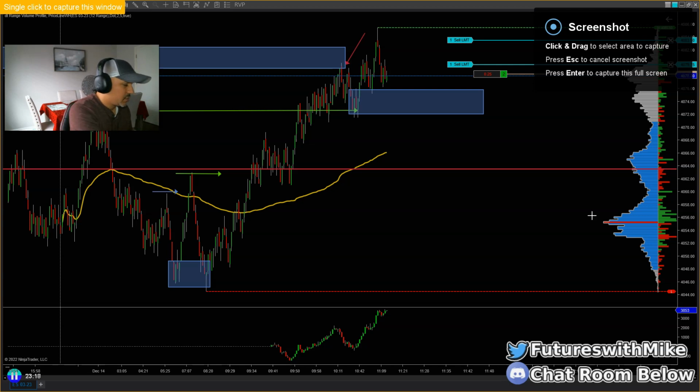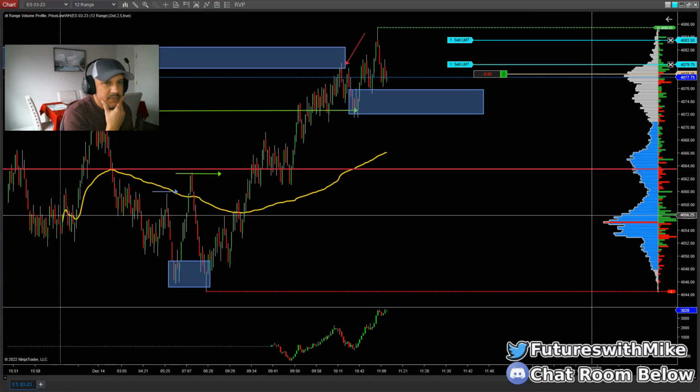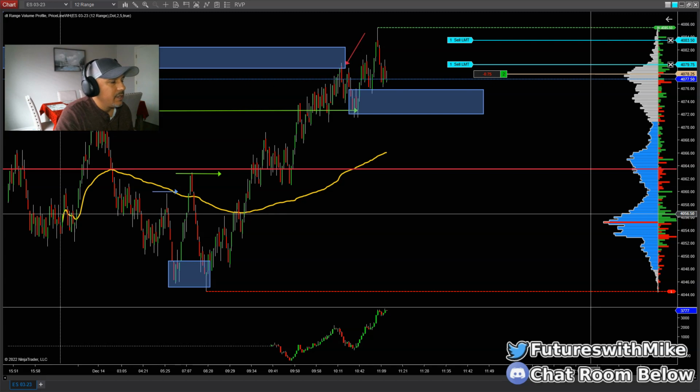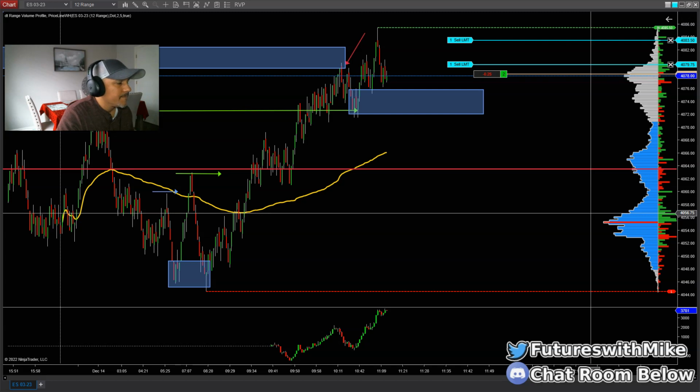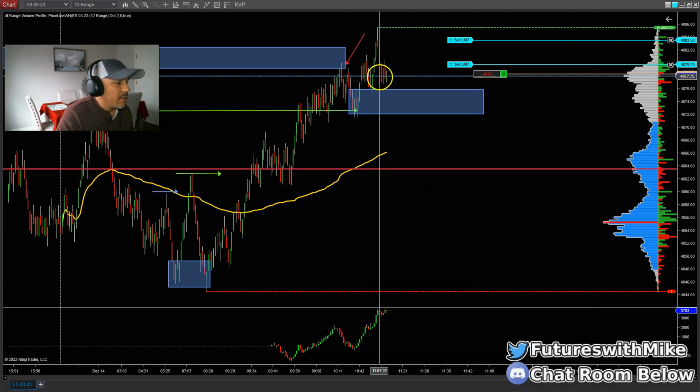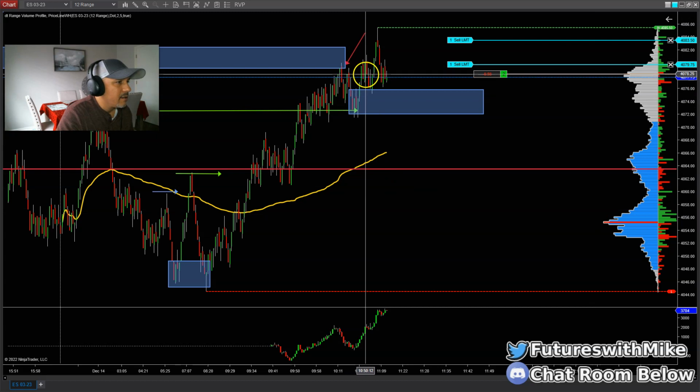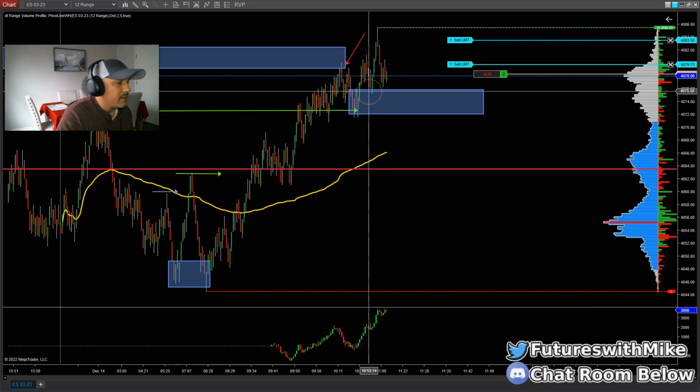I like to take screenshots, post them to our Discord community, and also kind of reflect back on my own trades as well. So that's the purpose of this. Then what we have here is price broke up, made a high here, came back, broke this area.